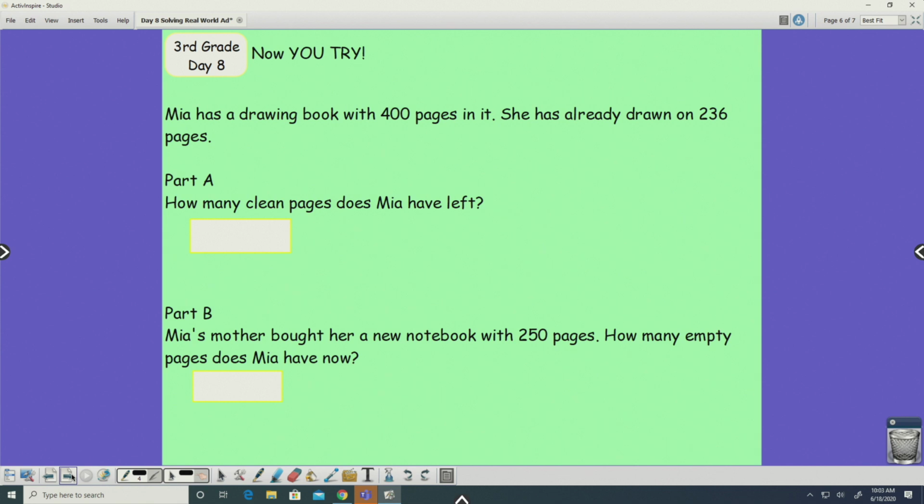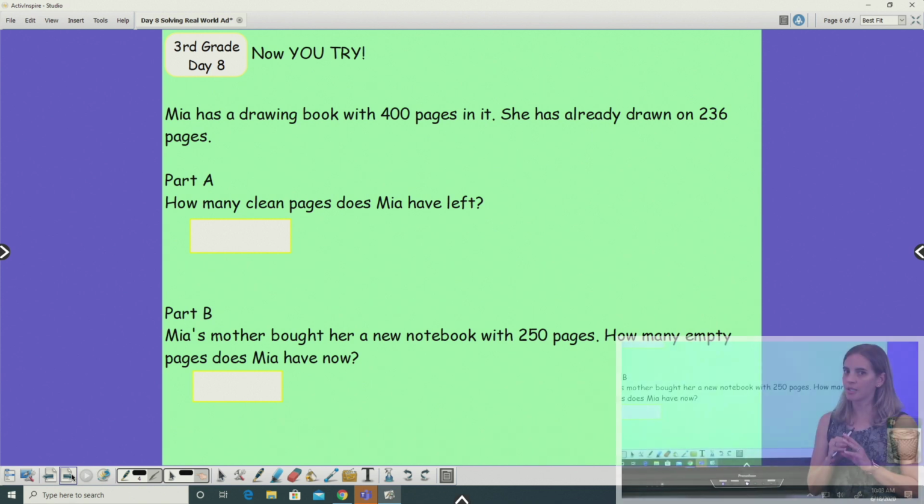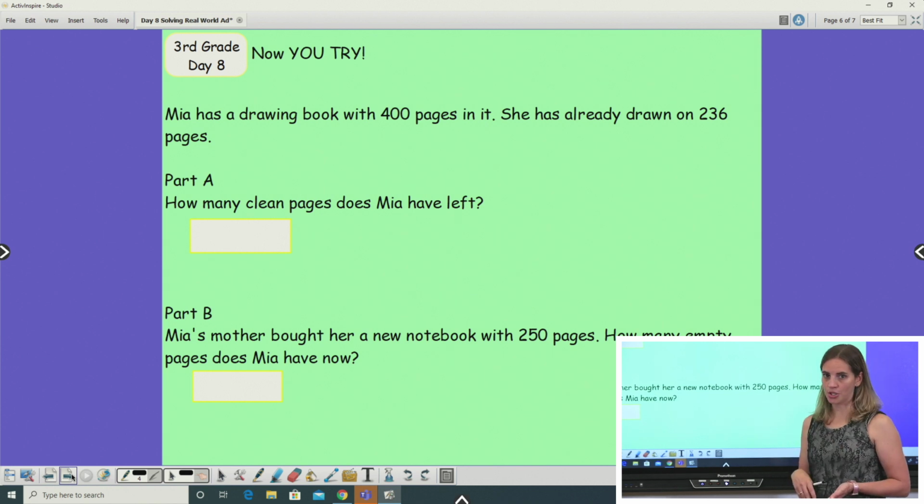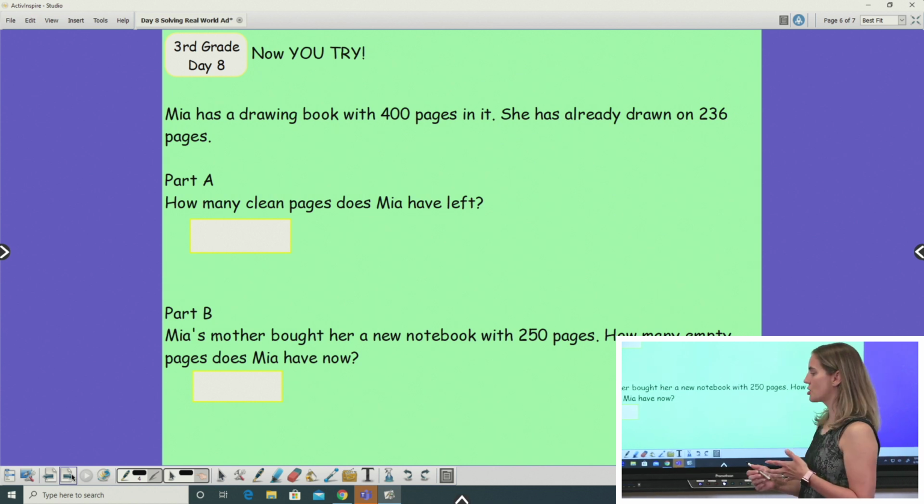Okay, let's think about what we know so far. We know that Mia has this drawing book that's got 400 pages in it. We also know that she's already drawn in 236 pages. If I want to know how many she has left, then I have to take what I started with, and I have to take away what she's drawn on.